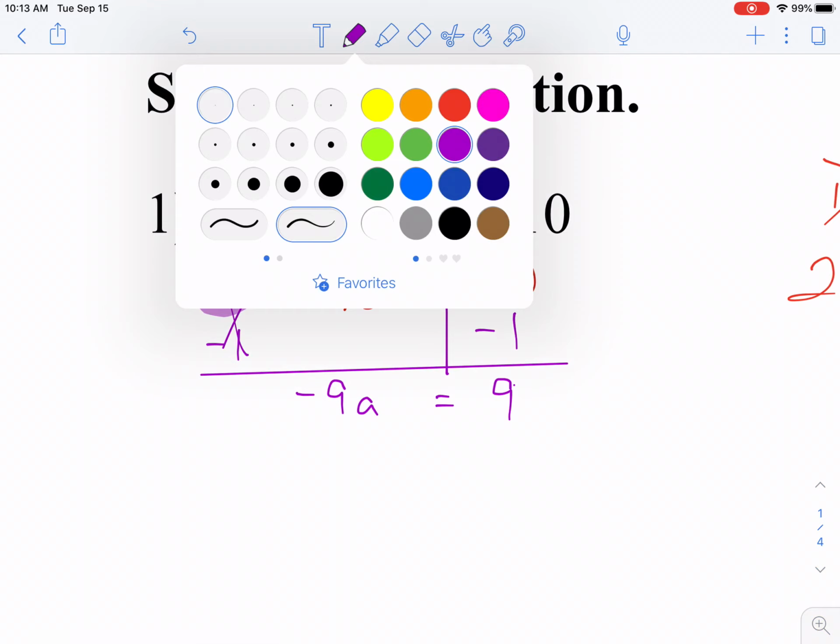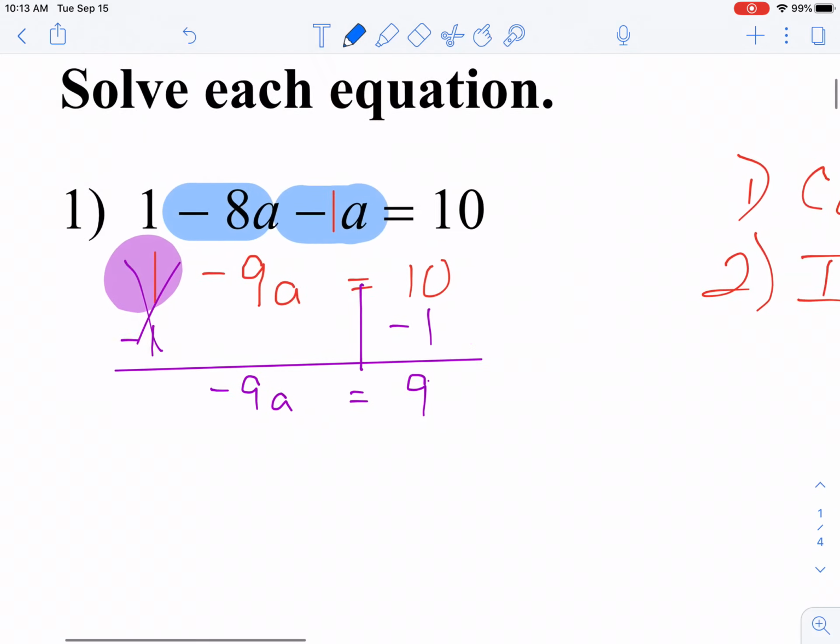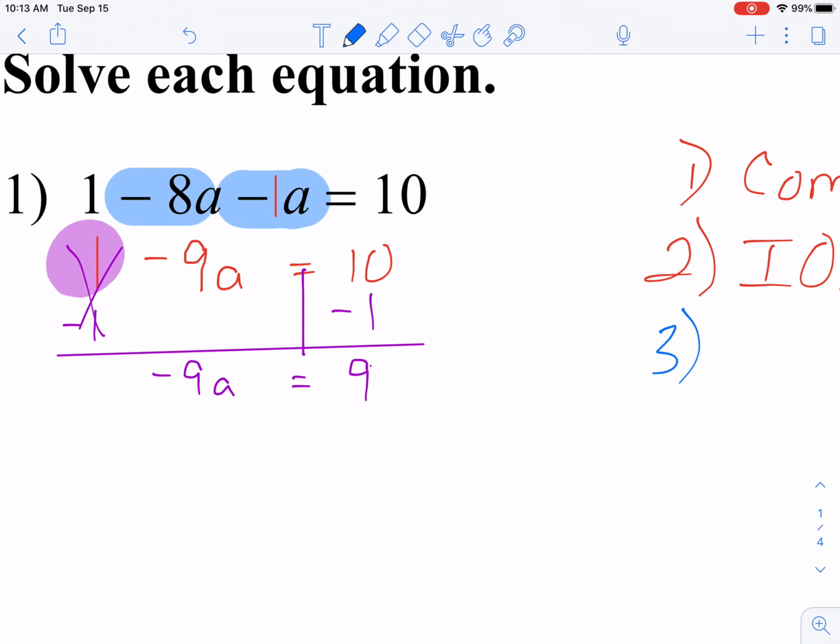My last and final step is to do the inverse of multiplication. So I'm going to divide both sides by negative 9. Negative 9. So these cancel out, right? Which equals A. A positive divided by a negative is going to be negative. 9 divided by 9 is 1.